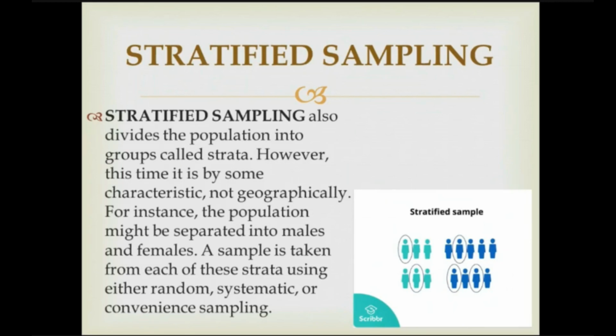And the last one is stratified sampling. Stratified sampling also divides the population into groups called strata. However, this time it is by some characteristic, not geographically. For instance, the population might be separated into males and females. A sample is taken from each of these strata using either random, systematic, or convenience sampling.